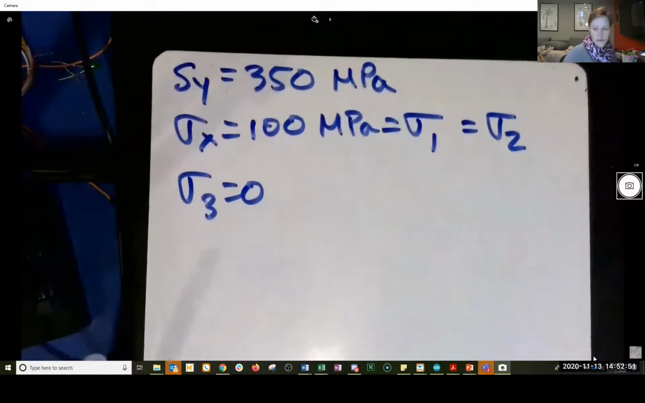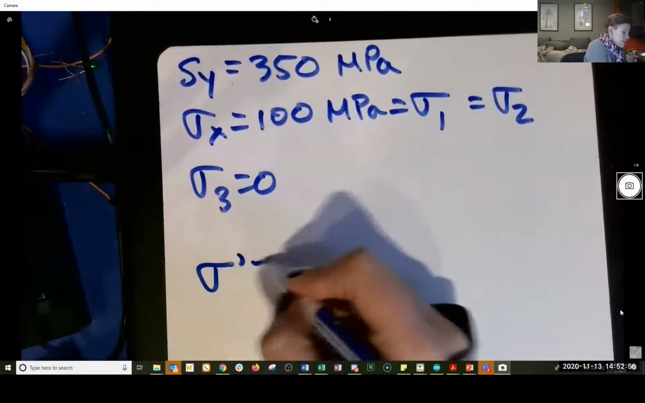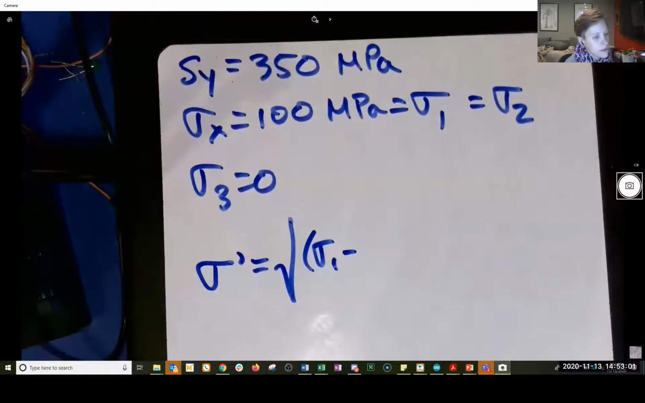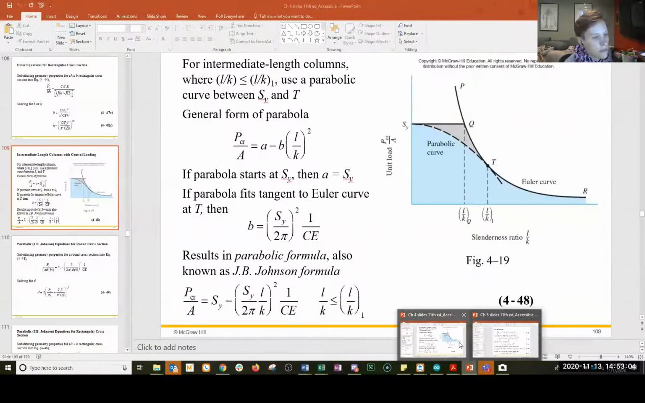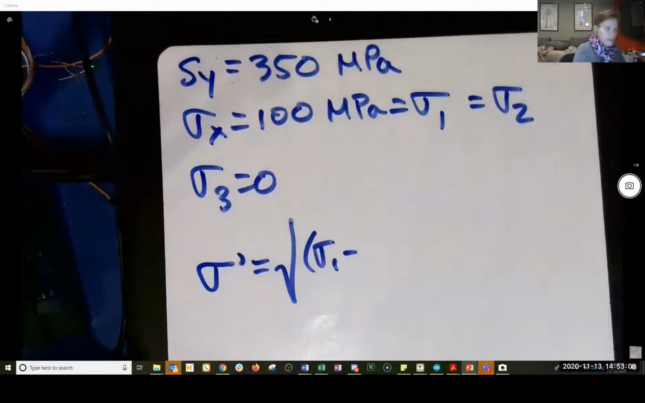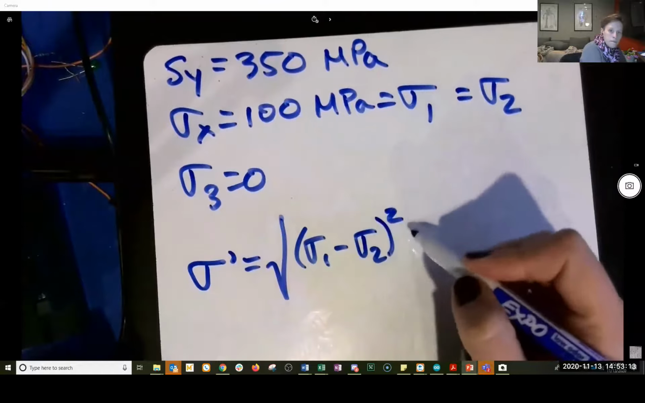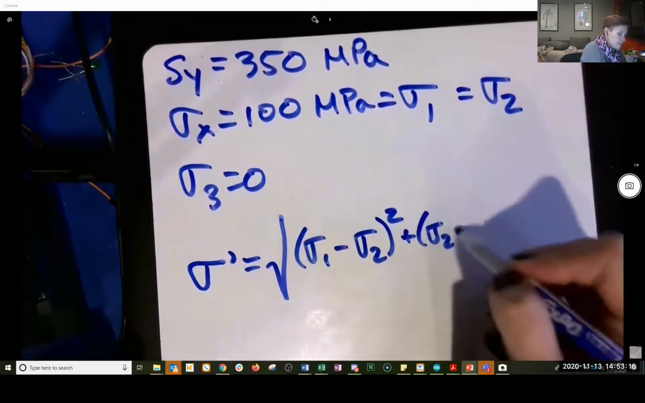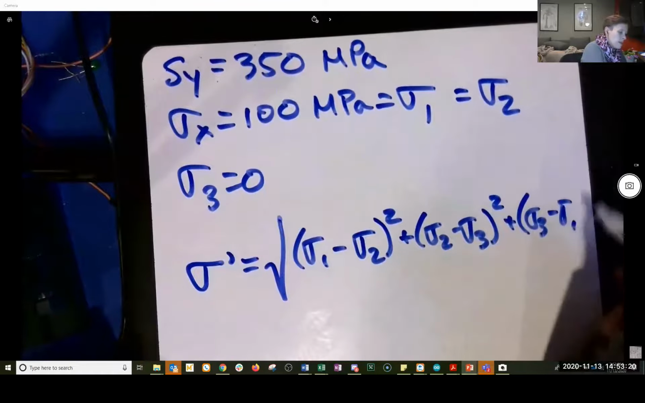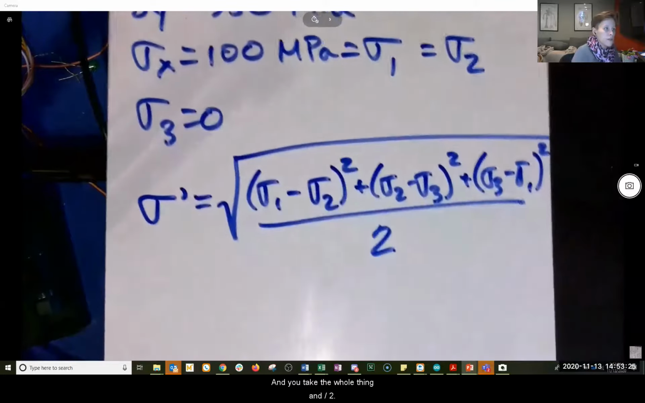And so our von Mises stress is equal to the square root, and we're going to take sigma 1 minus, and I can never remember the orders. Basically, you subtract each of them in turn, so it doesn't really matter. They're all squared and added, so it shouldn't matter what order you do them in. So it's just the 3 pairs, essentially, and you take the whole thing and divide by 2.